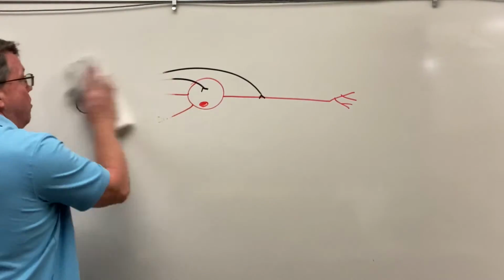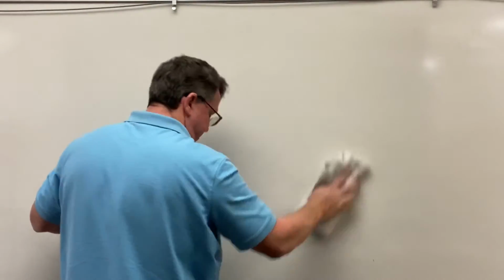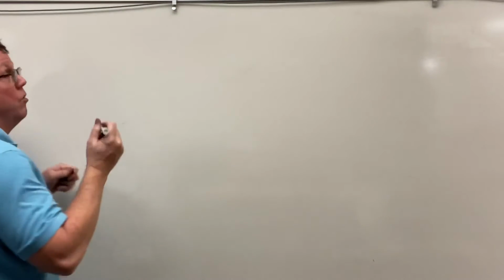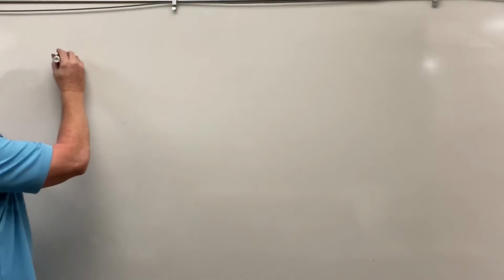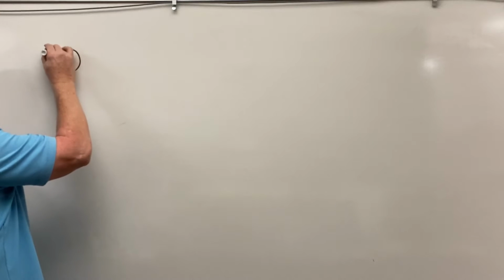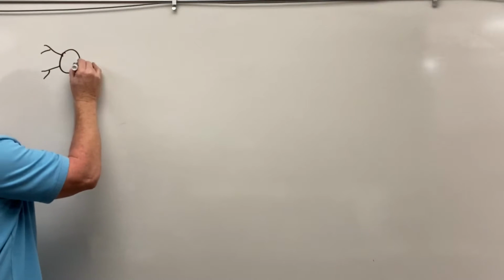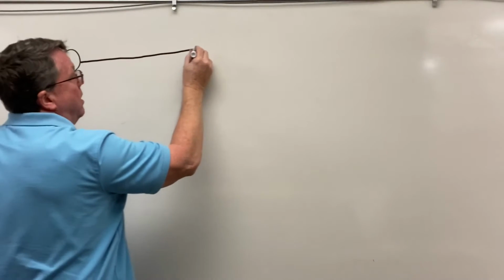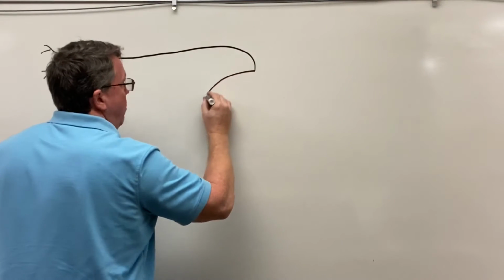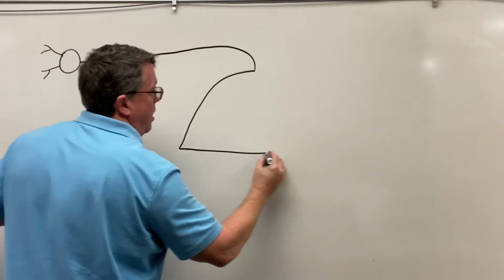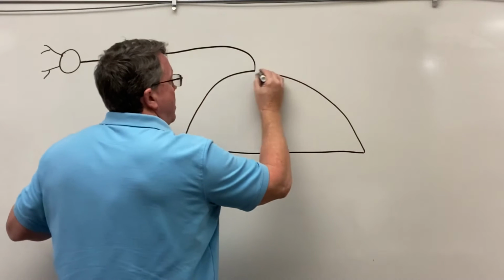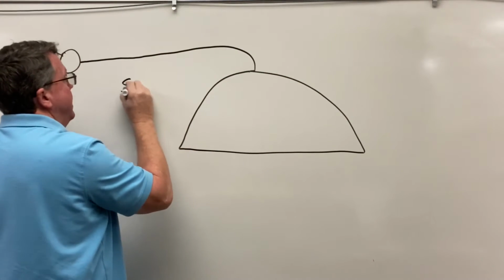Now let's look at the neuromuscular junction. So once again, I'm going to draw, here's my nerve, there's my dendrites, here's my axon, and now this is my synaptic knob.